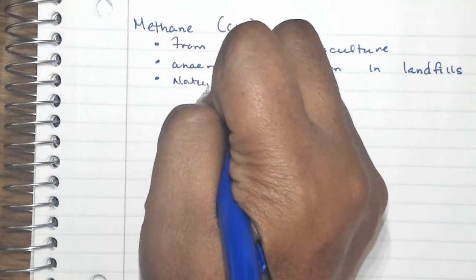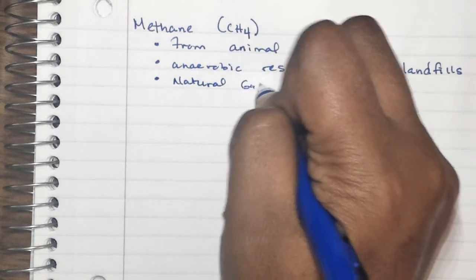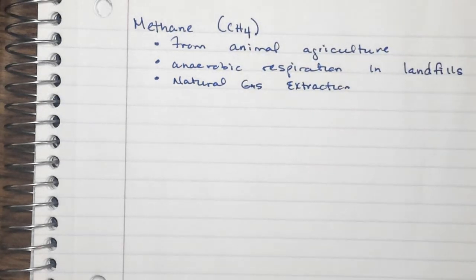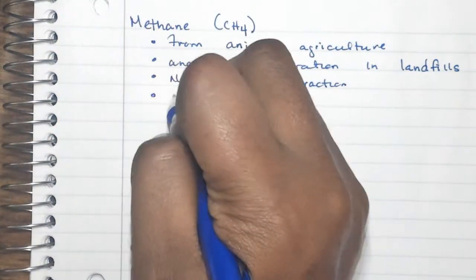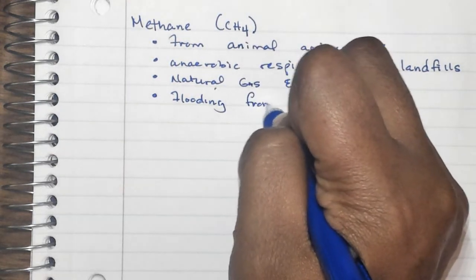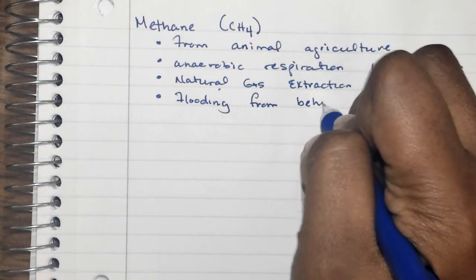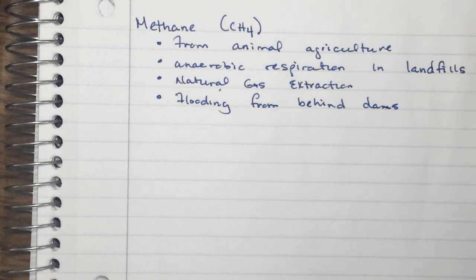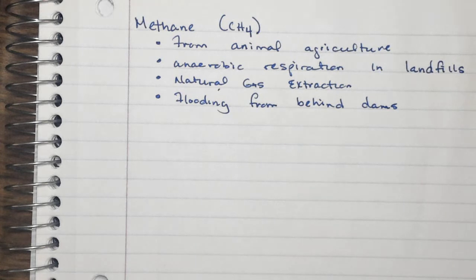Also from natural gas extraction, we just talked about that. Whenever we're extracting natural gas from rock, some of it's lost to the atmosphere. Flooding from behind dams, or sometimes just a reservoir in dams, because all that water just sits there, and a lot of anaerobic respiration occurs.